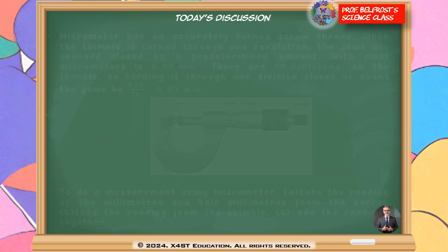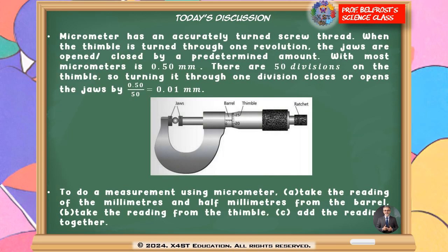So a micrometer has an accurately turned screw thread. When the thimble is turned through one revolution, the jaws are opened or closed by a predetermined amount. With most micrometers that are widely used, this amount is 0.5 millimeter. Because there are 50 divisions on the thimble, turning it through one division closes or opens the jaws by 0.5 divided by 50, which is 0.01 millimeter, hundredths of a millimeter.